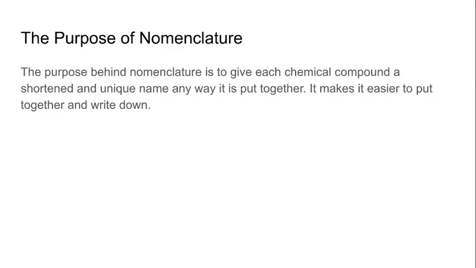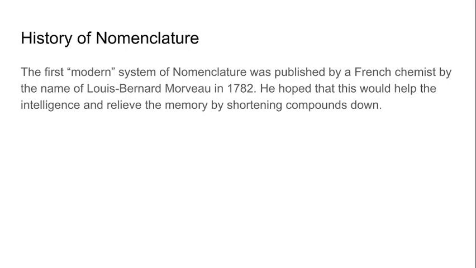The purpose of nomenclature is to shorten down formulas to make it easy for the chemist to put together. The first modern system of this was published by a French chemist whose name was Louis Bernard Moreau in the year 1782. He wanted to help the intelligence and relieve the memory by shortening these compounds down. This made it easy.